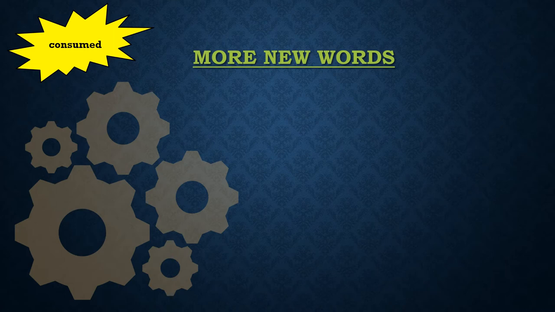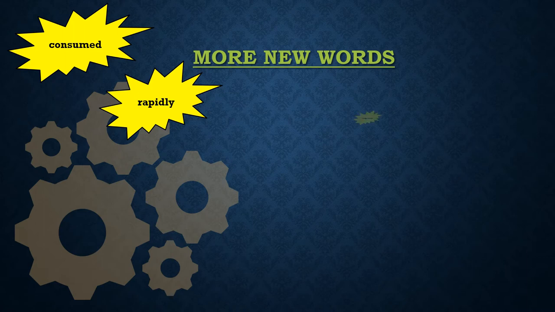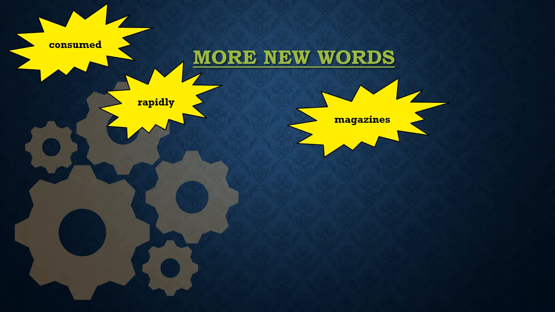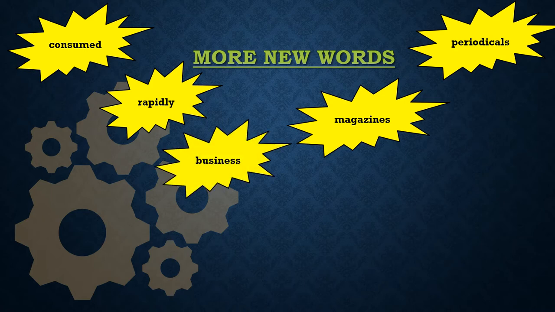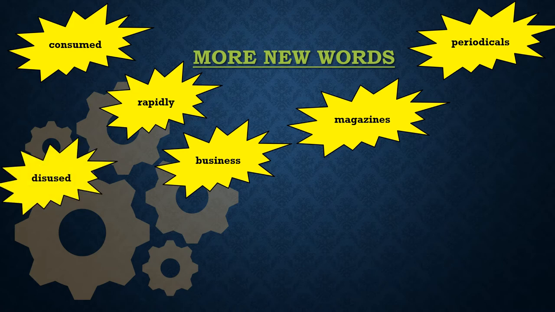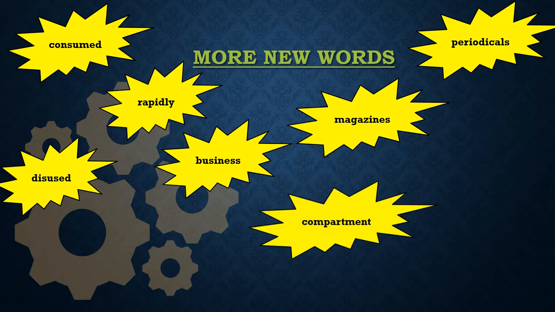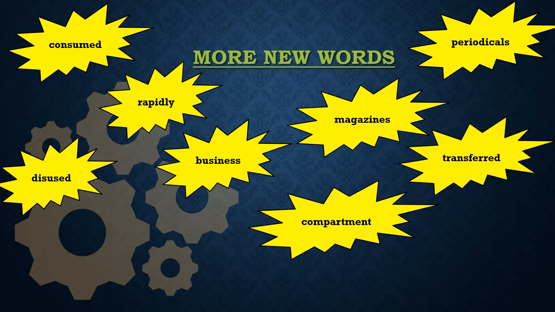Consumed, that is C-O-N-S-U-M-E-D. Rapidly, R-A-P-I-D-L-Y. Magazines, M-A-G-A-Z-I-N-E-S. Periodicals, P-E-R-I-O-D-I-C-A-L-S. Business, B-U-S-I-N-E-S-S. Disused, D-I-S-U-S-E-D. Compartment, C-O-M-P-A-R-T-M-E-N-T. Transferred, T-R-A-N-S-F-E-R-R-E-D.